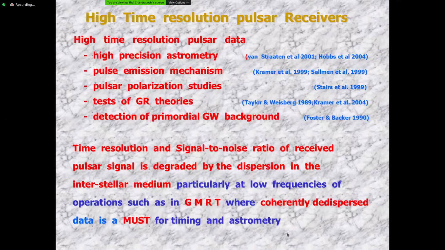And again, the time resolution is a function of frequency, because remember that the dispersion relation is a strong function of frequency. As you go down in frequency, the dispersive effect of the medium becomes larger and larger. So for low frequencies like the Giant Metrewave Radio Telescope frequencies, dispersion is a big nuisance. And to get high time resolution, you have to completely remove this dispersion. And you can actually do that.